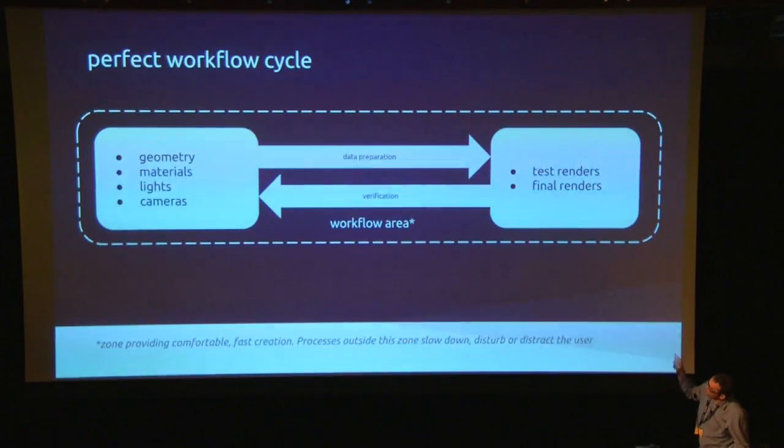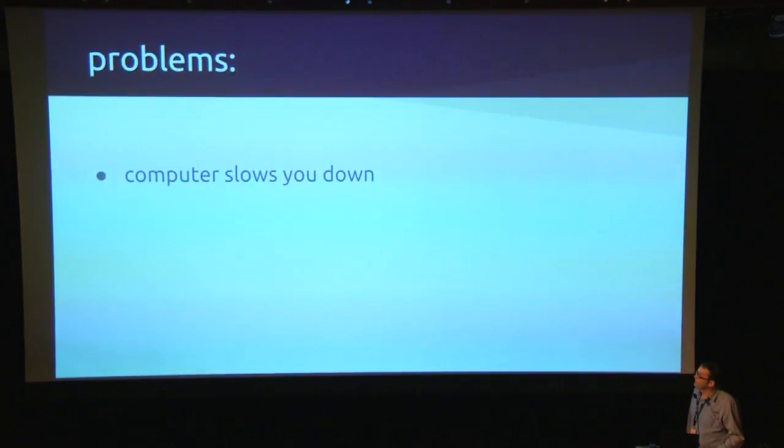Everything inside that zone is okay, is good, and it looks like this in simple, everyday projects. We make some geometry, materials, lights, cameras, and stuff like this. Then we ask the computer software to prepare the data, render things out, and verify the results, and make some tweaks and fixes, and render it out once again. And the cycle continues for as long as you're not satisfied with the results. So that's the perfect case, but in real life we have some problems with that.